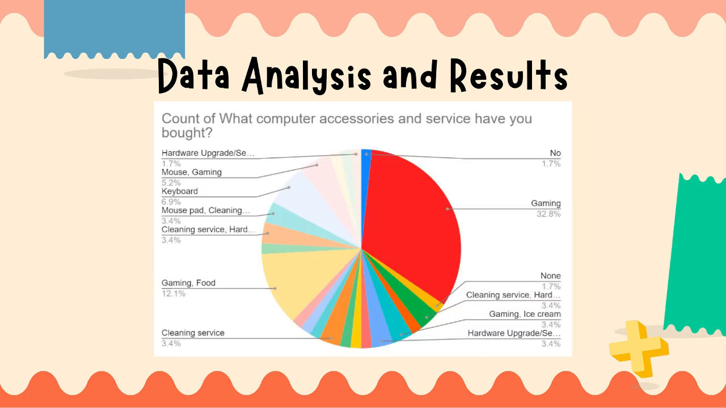Now we'll proceed to 5.3, computer accessories and services that students have bought in COSA Tech Workshop. So, based on the pie chart given, gaming has the most popular answer, which is 32.8% of respondents. The second most popular was gaming with food, which has 12.1%. The next is keyboard, which has 6.9%. Mouse and gaming 5.2%, hardware upgrade or services 3.4%.